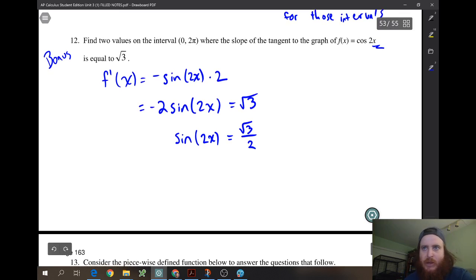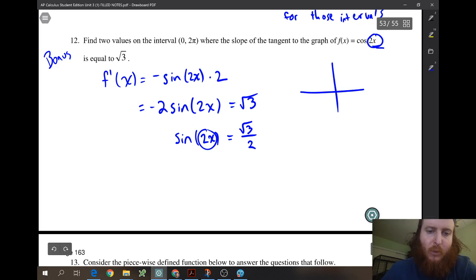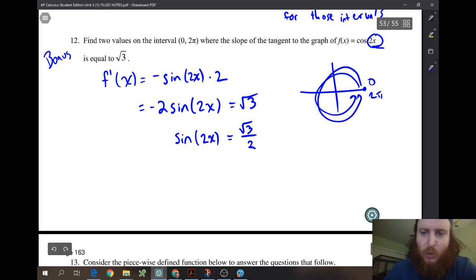Now, this is the bonus part, and technically you could have done this, because I just said find two values, and they're actually going to be up to 4. The reason is that whenever you have a 2x inside, like sine of 2x, normally we just think between 0 and 2 pi. But with a 2x, it allows one more revolution, all the way up to 4 pi, which is a little bit tricky. But what you do is you basically double your two answers.